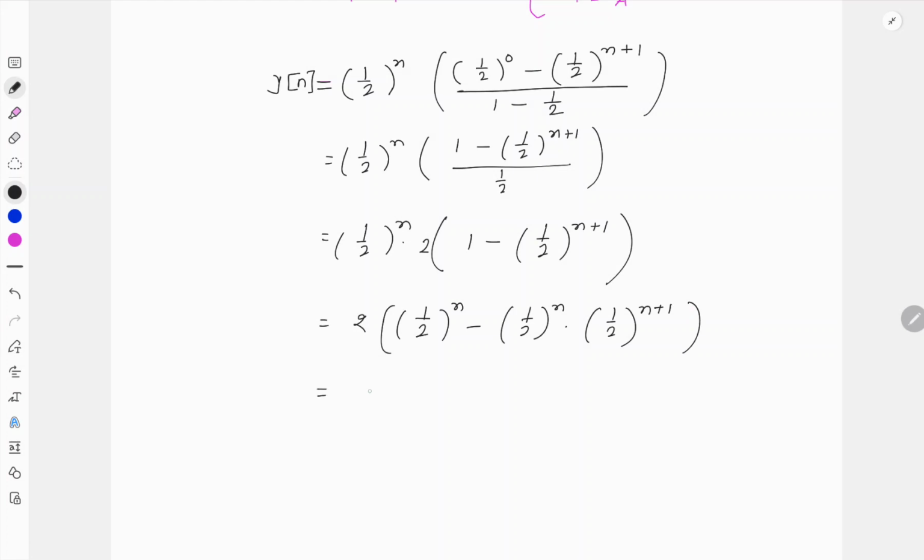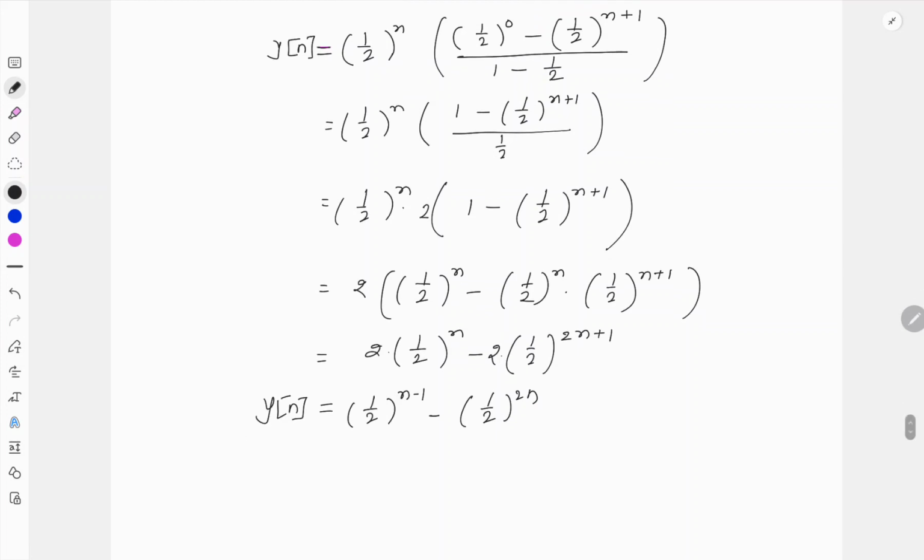So our final answer becomes, if I again multiply this 2 inside the bracket, 2 into 1 by 2 raised to n minus, now these two terms can be combined together, so it becomes 2 into 1 by 2 raised to 2n plus 1. And the final answer will be, here 2 gets cancelled out, it will be 1 by 2 raised to n minus 1, minus, here also 2 gets cancelled out, so it will be simply 1 by 2 raised to 2n. So this will be your final answer for y of n.